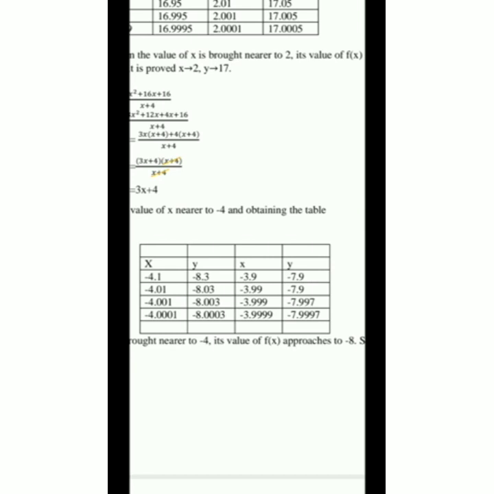In the second column it should have been minus 7.97, it's wrongly printed as minus 7.9, similar to the first one. So please make a note of the correction.